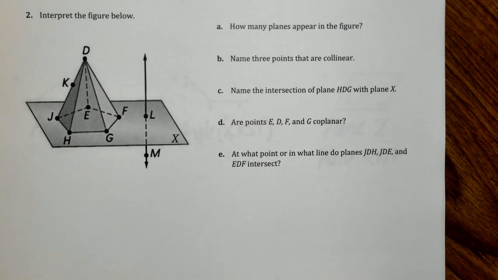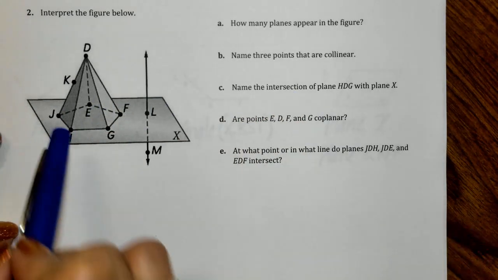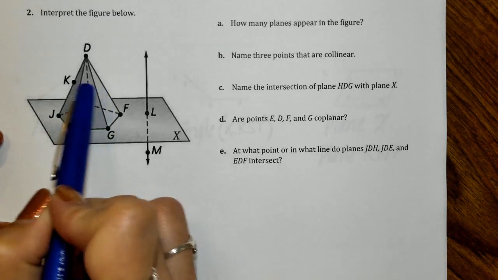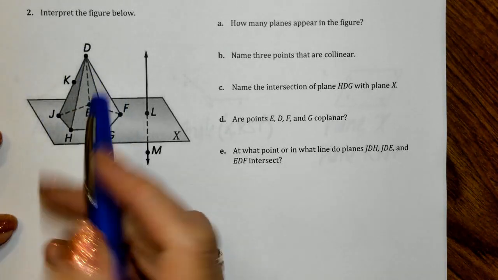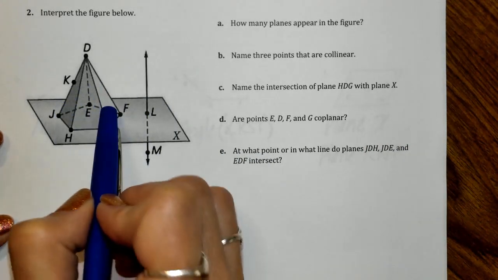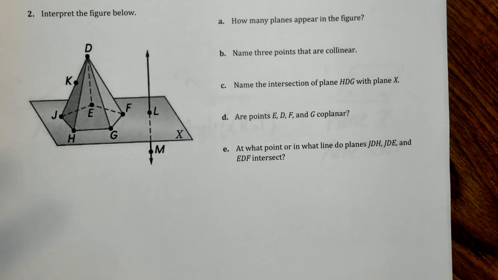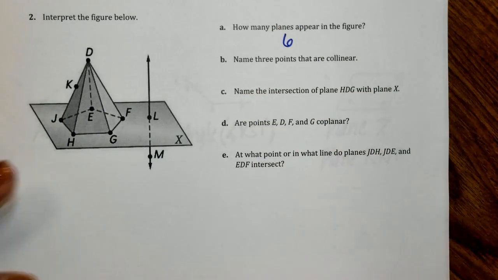Now, number 2 here, we're going to take a look at identifying different things. We got a lot of stuff going on with this figure. Let's take a look at A. We want to know how many planes appear in the figure. Well, we got the big flat one right here. Now we need to take a look at how many sides this shape, a pentagonal pyramid, which we'll learn about later, has. It has 5 sides, and then we also have the big, large plane that it's sitting on. So here we have 6 planes.